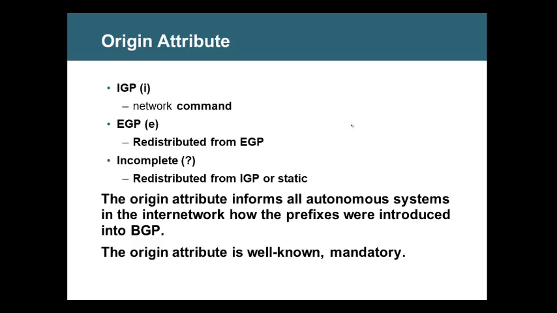Now, whenever a network is advertised, it is always going to have either I or question mark. In Australia, someone is advertising. In India, I'll receive it with I or question mark. If I receive I, then I can understand that in Australia they used the network command to advertise. If I see question mark, what does that mean? They did redistribute from OSPF or static route, isn't it? Okay. So this is also a well-known and mandatory attribute.